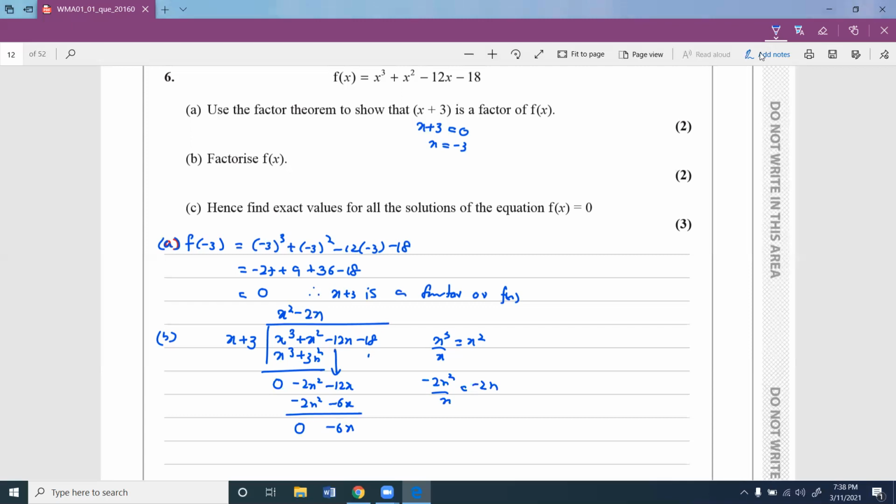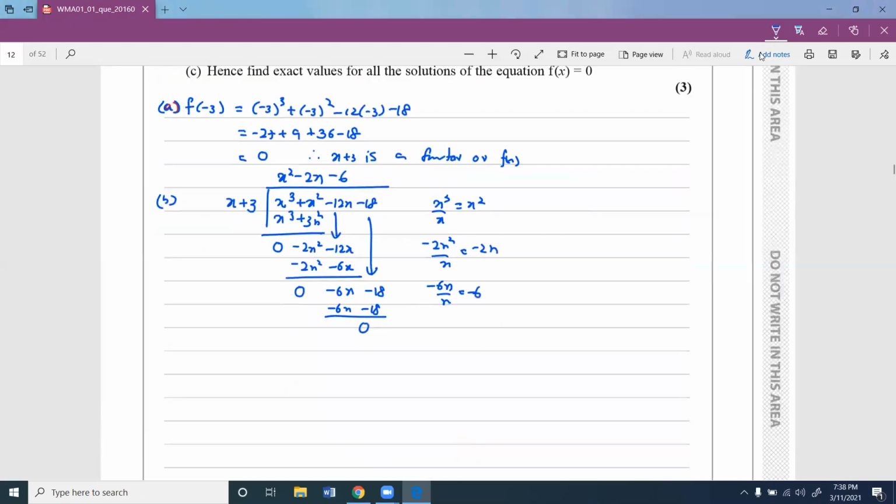Then take the next term down, minus 18. Then see how many x terms there are for minus 6x. Minus 6x divided by x is minus 6. Then you can write minus 6x minus 18. If you just multiply with that and subtract, the answer is 0. This is a way of writing this answer. You can write f(x), no need of writing this cubic expression again straightforwardly. You can write f(x) equals x plus 3 times x squared minus 2x minus 6.